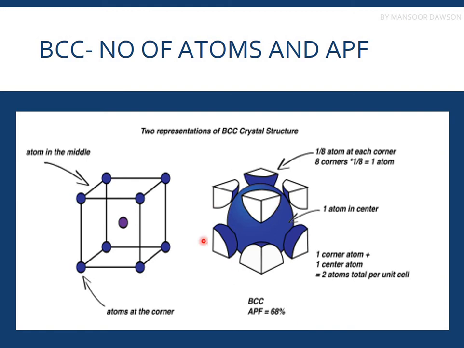You can see over here that again we have 8 corners, and like FCC, the corner atom is shared with 8 other unit cells in the lattice. So we'll be taking 1/8 of each atom, multiplying it with 8 corners, and the total number of atoms which we'll be getting would be 1 atom, and in the center we have a whole atom. So we'll be adding up the 2 atoms, and the total number of atoms would be 2 in BCC.